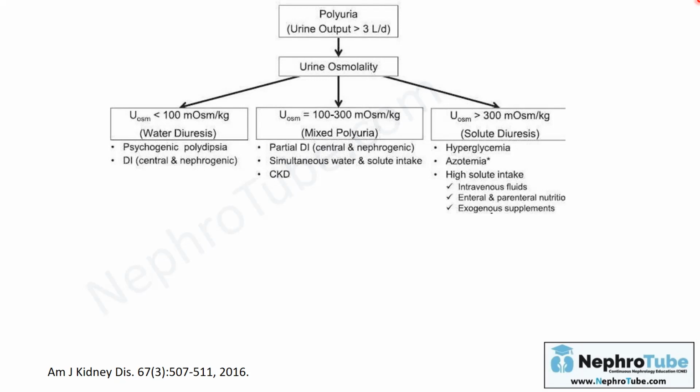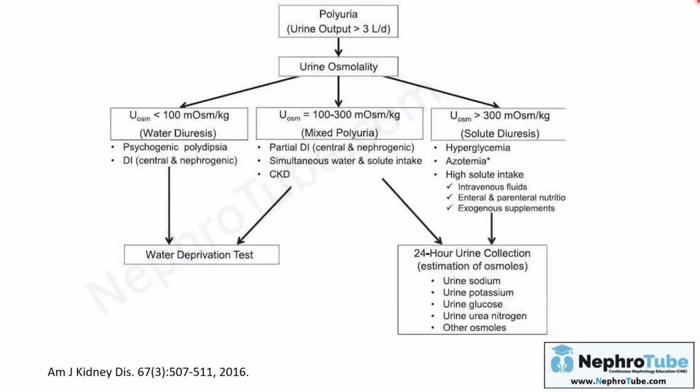So in post-obstructive diuresis, you will find a high urea level in the urine, or due to high solute intake, whatever, due to intravenous fluids, parenteral nutrition or enteral nutrition, or exogenous supplements. If the patient has urine osmolarity less than 100 or between 100 and 300, you have to do a water deprivation test to differentiate whether it is diabetes insipidus or another cause, and what is the type of diabetes insipidus.